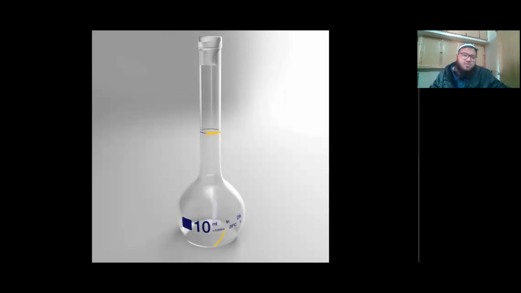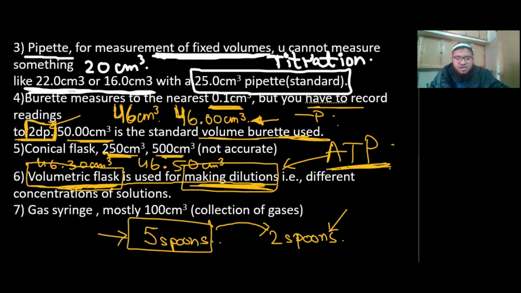The volume of this volumetric flask is 250 ml or 250 cm cube, and you have to remember that. 250 ml is the standard volumetric flask volume that we use in our lab conditions. So it's a value that you need to learn. This is also a value you need to learn.